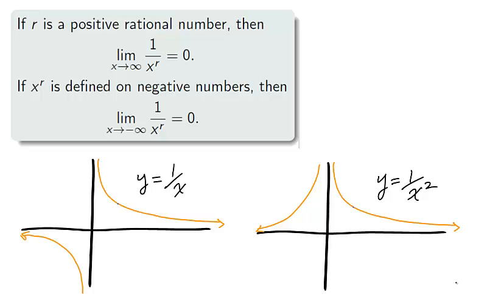The examples 1 over x and 1 over x squared are important examples of limits at infinity. In fact, for any positive power r, the limit as x approaches positive or negative infinity for 1 over x to the r is 0. This observation will be our best tool in calculating limits at infinity. We will use it many times, so be sure it appears large in your notes.